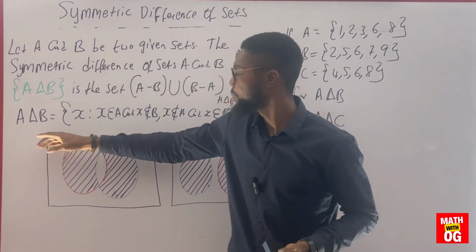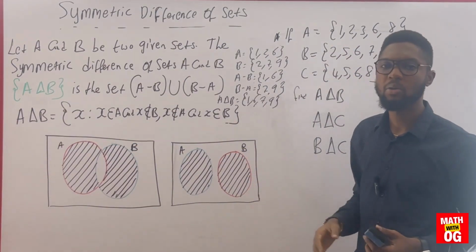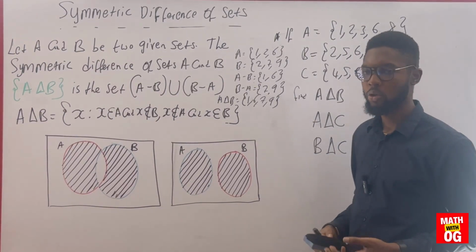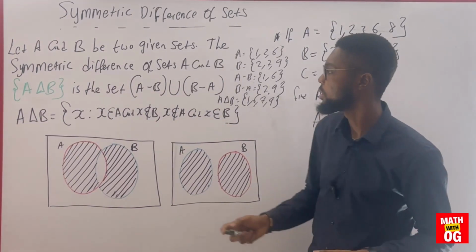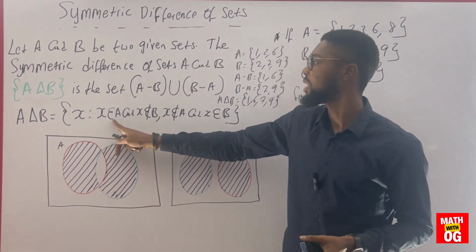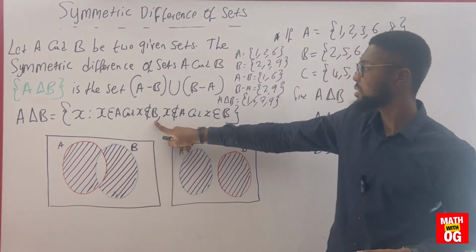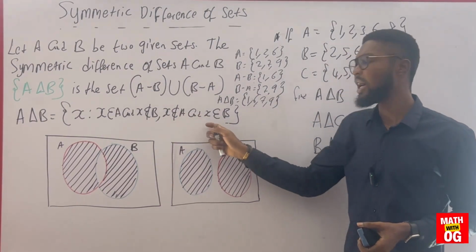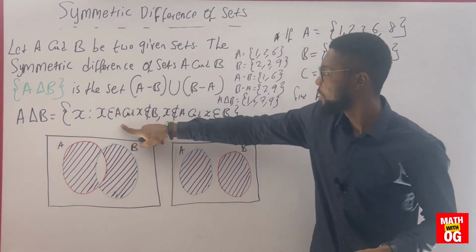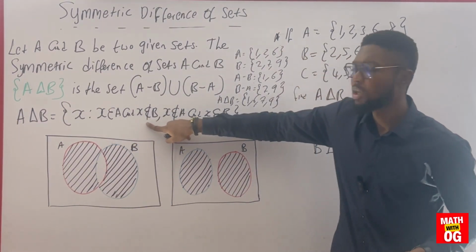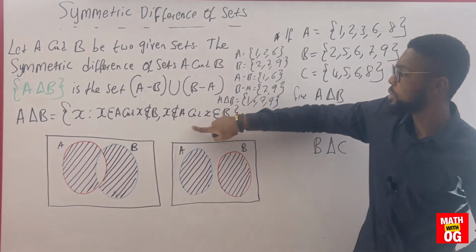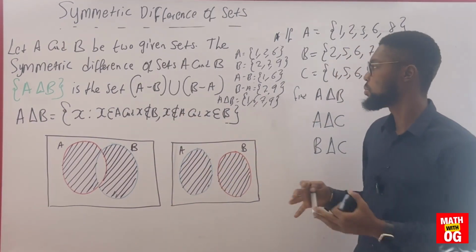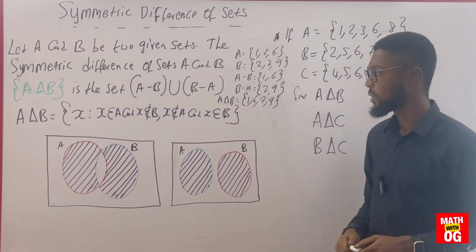Now, the symmetric difference of A and B using the rule method. Remember, you can have more than one way of writing a set in rule method. One of the ways you can write the symmetric difference in rule method is {x such that x is a member of set A and not a member of set B, or x is not a member of set A and a member of set B}. This part is for A difference B and this part is for B difference A. Now the union, that's why you have the 'or', combines them together and gives you the symmetric difference.